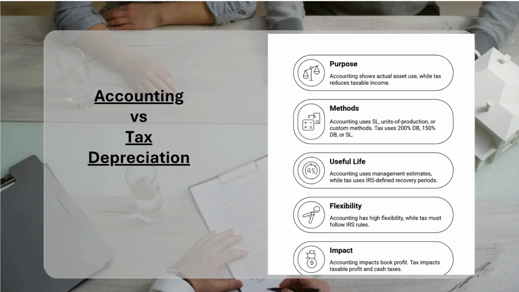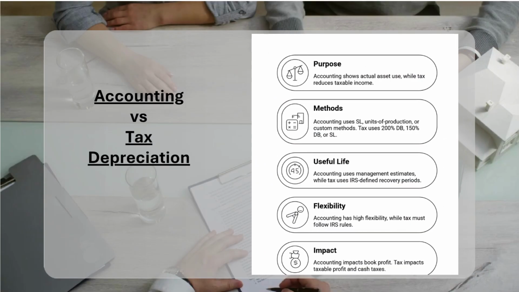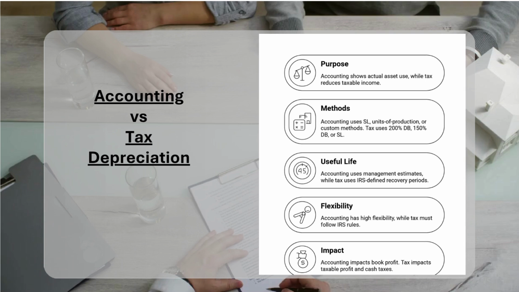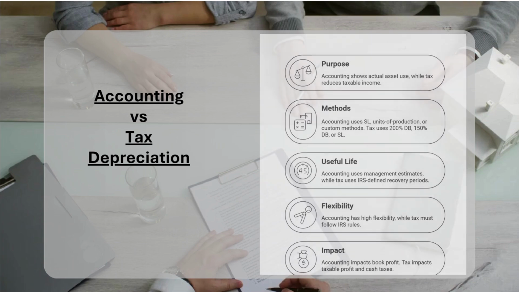Same asset, two values. Accounting and tax depreciation treat them very differently. Accounting depreciation reflects the actual wear and tear of assets in your books. Accounting methods like straight line may be used purely for reporting purposes, whereas tax depreciation is guided by IRS rules, uses MACRS to allow faster deduction in the early years, optimizing your tax position.